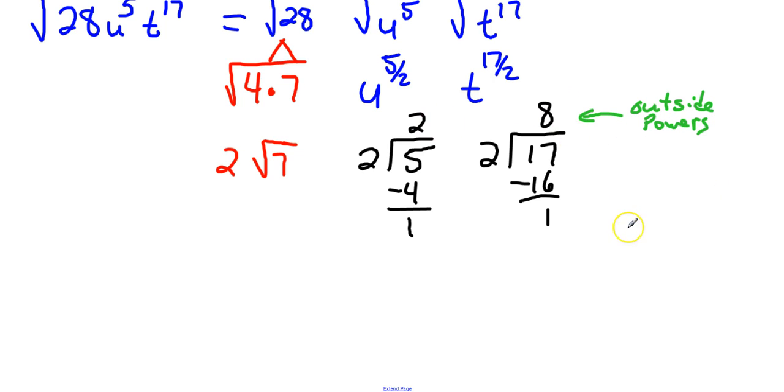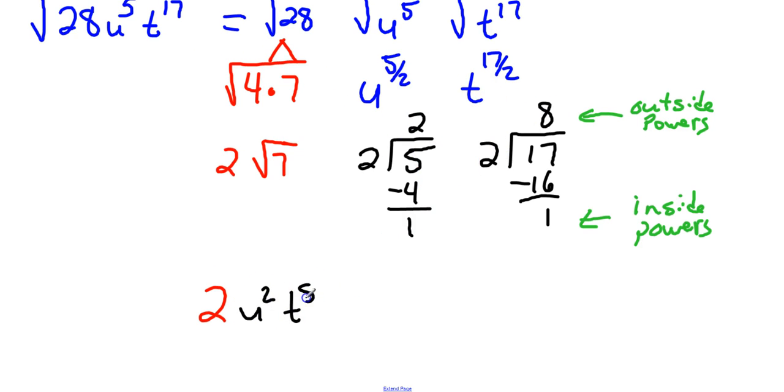Again, the top numbers, your whole numbers, are basically your outside powers, and your remainders, your leftovers, are your inside powers. So on the outside, we can look at 2 different parts here. You've got the 2 from this one. You've got a u to the 2nd power on the outside and a t to the 8th power. And on the inside, we have the 7 that was here, and we're going to have 1 u and 1 t.